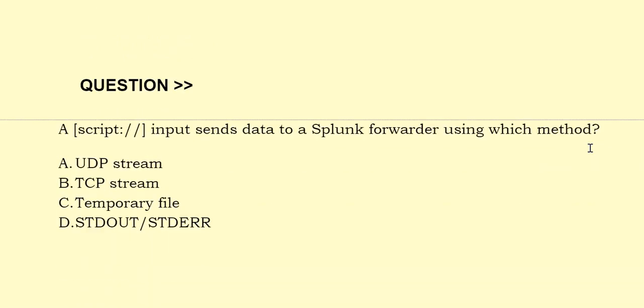The correct answer is option D. Our next question is, a script input sends data to the Splunk forwarder using which method? Option A. UDP stream. Option B. TCP stream. Option C. Temporary file. Option D. stdout. Option E. stderr.